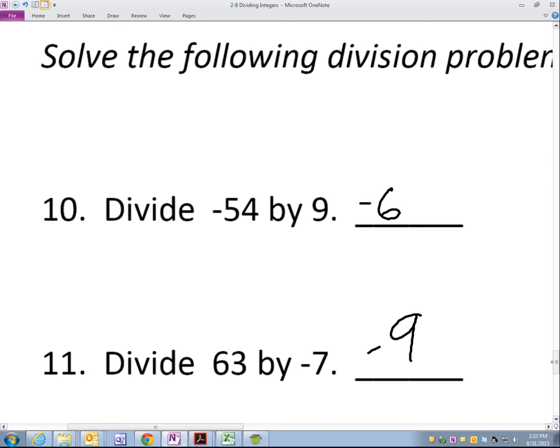Well, I guess I didn't erase this page. So when we divide negative 54 by 9, there's only one negative integer there, so that means that the answer is going to be negative. So that would be negative 6. We also have divide 63 by negative 7. Once again, we only have one negative integer, so it's going to be negative.